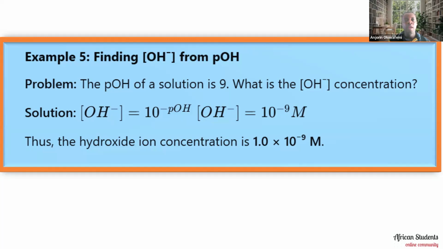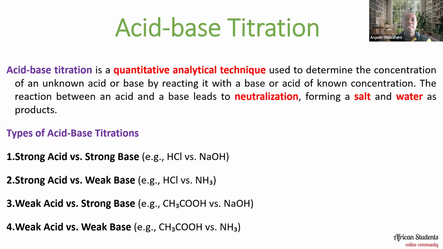Okay, let's move along now and look at acid-base titration. This is a very, very important one. So we are going to look at it, and we say that acid-base titration is a quantitative analytical technique used to determine the concentration of an unknown acid or base by reacting it with a base or acid of known concentration, that is, a standard solution, so to speak. The reaction between an acid and a base leads to neutralization, forming salt and water as the products.